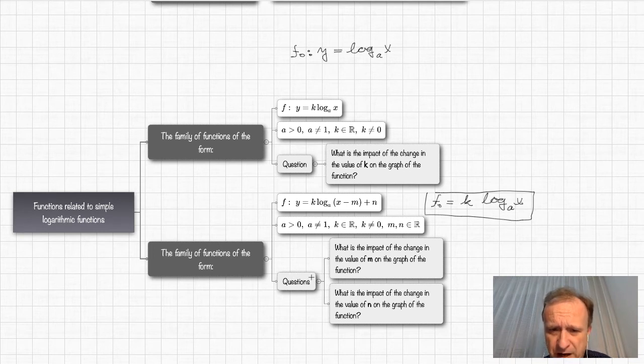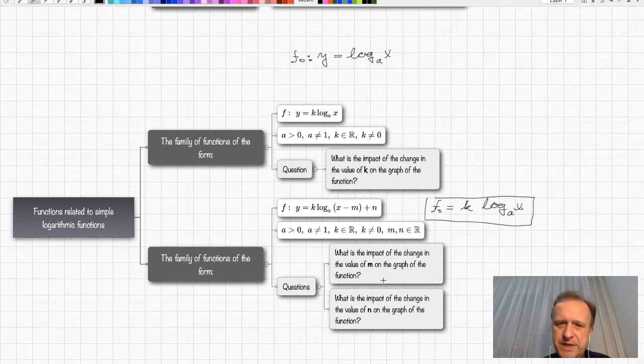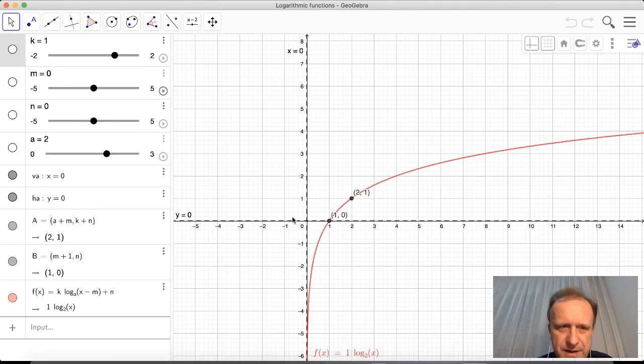So we are going to answer the questions: what is the impact of the change in the value of m on the graph of the function here, and what is the impact of the change in the value of n on the graph of the function. So let me go back to the model. Here I have the logarithm in base 2 of x, which is multiplied just by 1, so I will leave k being equal to 1, and what I can do now is shift m or change m.